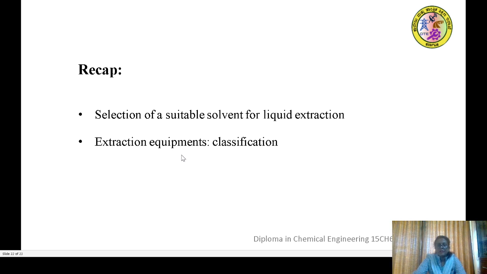From the next class onwards, we will be taking up the different extraction equipments to study their construction, working, and other important aspects.